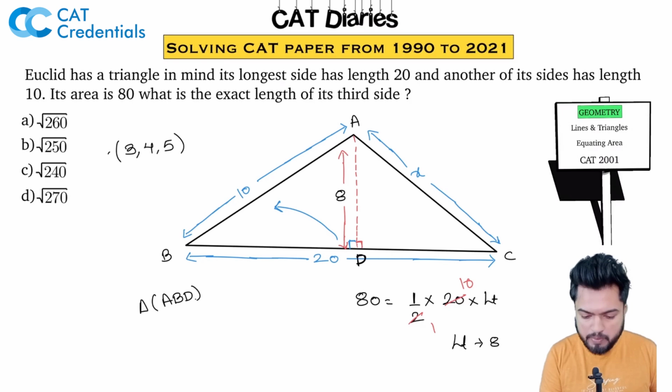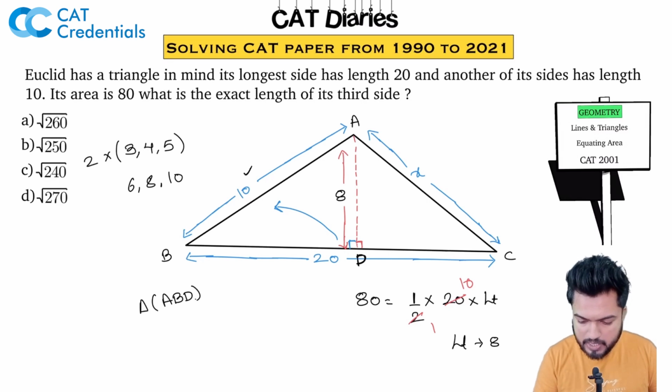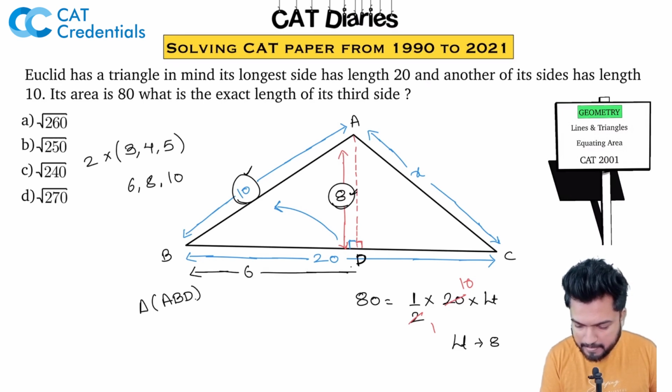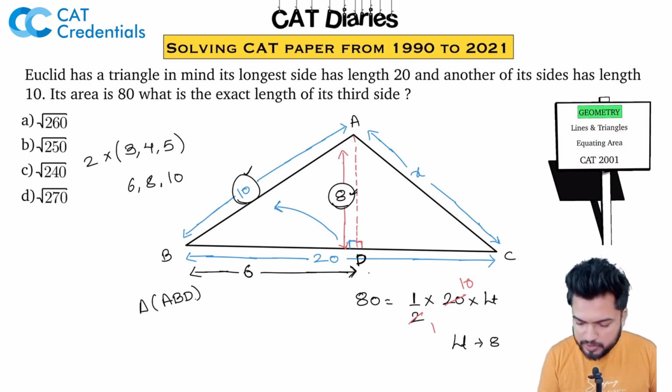If you multiply this by 2, this becomes 6, 8 and then 10. So if this is 10 and this is 8, this would be your 6, the third side. So this becomes equal to 6. If this is 6, what is DC then? That will be equal to 20 minus 6, because the entire thing is equal to 20. So this is equal to 14.